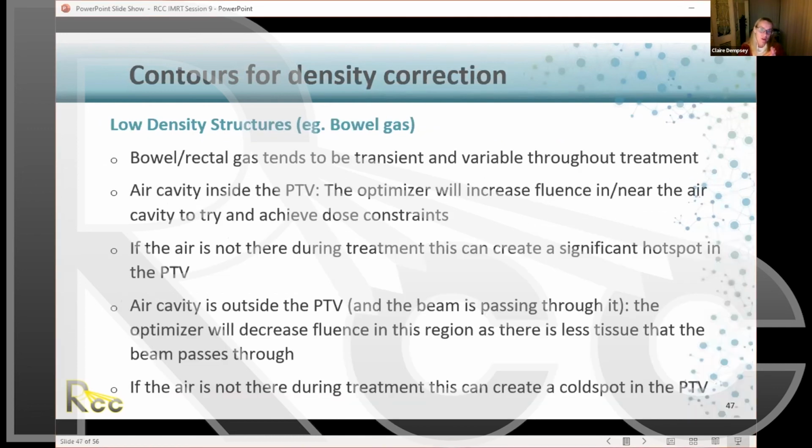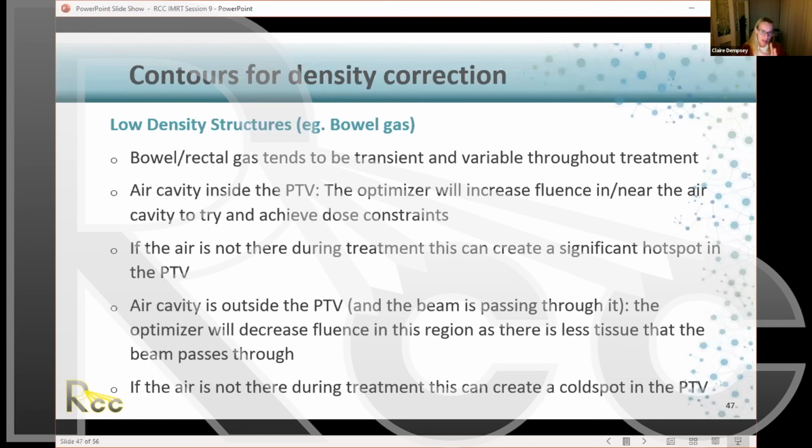In terms of low density structures, I think the biggest area that we look at in my department is bowel gas. So bowel or rectal gas tends to be transient, and it will vary throughout the course of a patient's treatment. So if there's bowel gas inside the patient for their CT scan, it doesn't mean that that same gas is going to be there for every single fraction of treatment. It doesn't mean there'll be no gas, but we don't know where that gas may be inside the patient. That's one thing that we really can't predict.